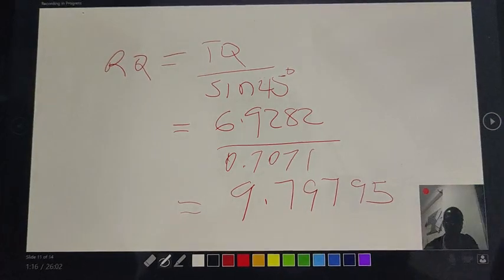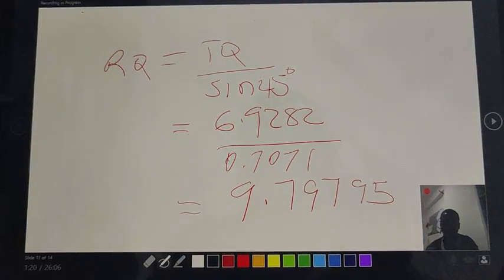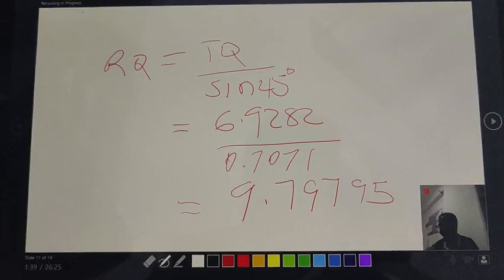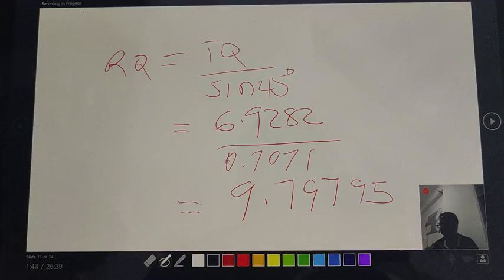I will leave you with the other part to do, that is to find the value of SR. For you to do that, you need to find the adjacents of the two triangles that we have shown. After you do that, you subtract the adjacent of the small triangle from the adjacent of the bigger triangle.